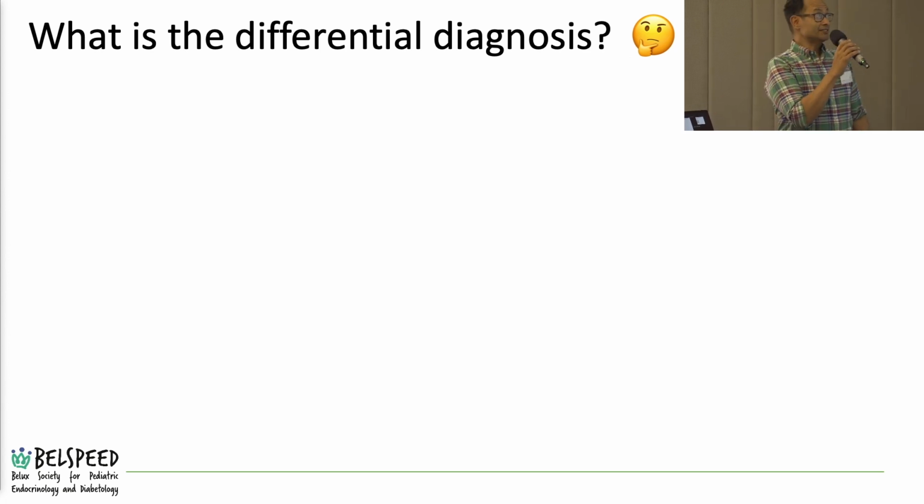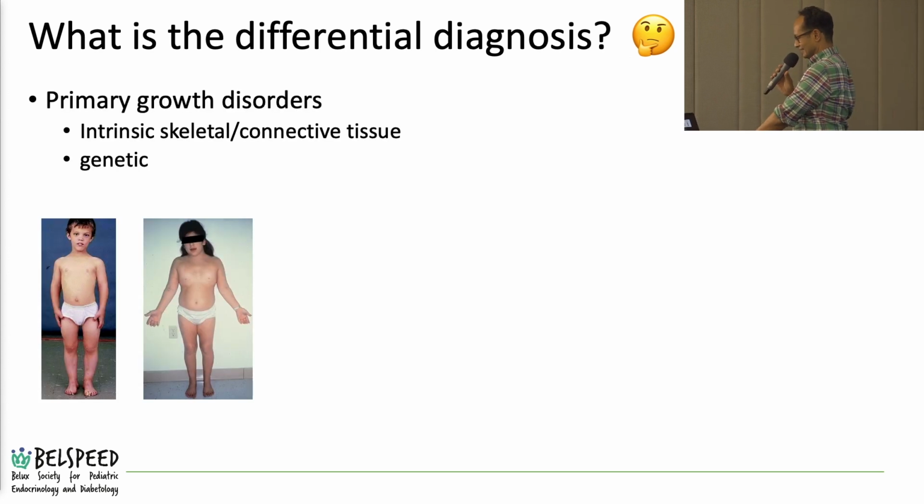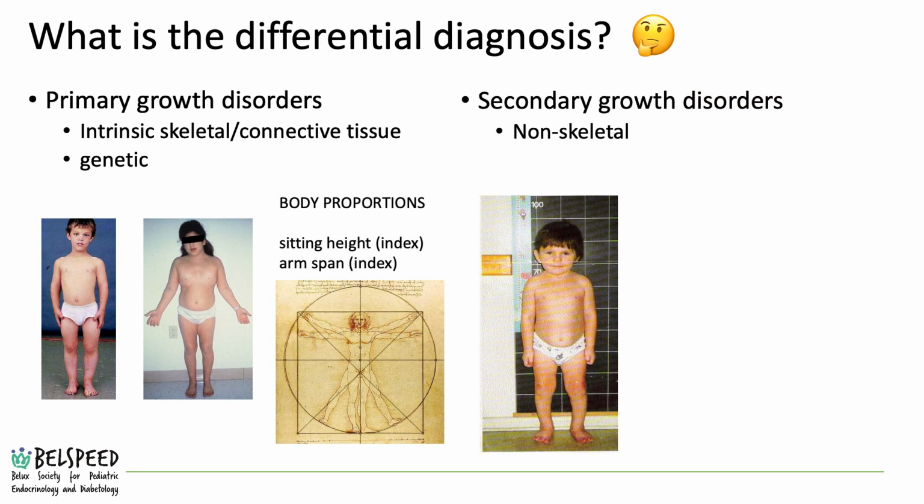So what's the differential diagnosis? Basically, it's not that hard. There are two groups. First, you have the primary growth disorders, and those are actually the skeletal tissue and connective tissue disorders, the genetic diseases such as hypochondroplasia, as you see here, and Turner's syndrome. And then we have the secondary growth disorders, and those are all the diseases, all disorders which are outside of the skeletal system.